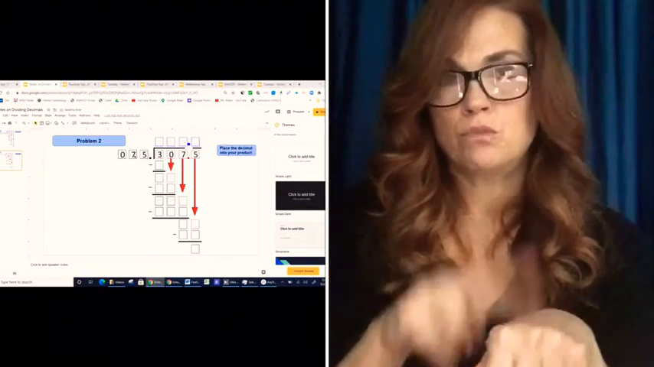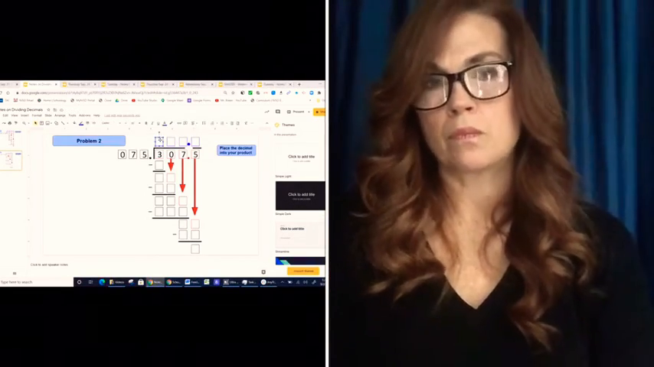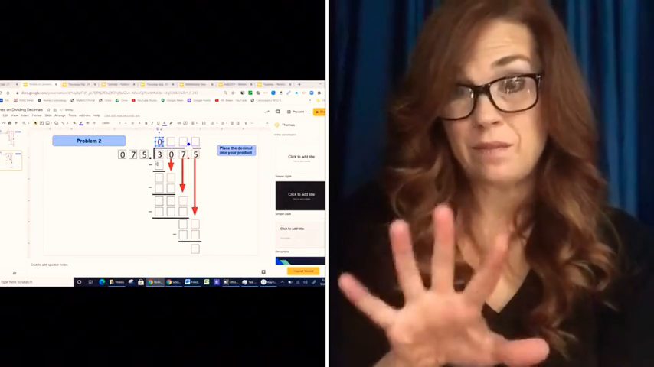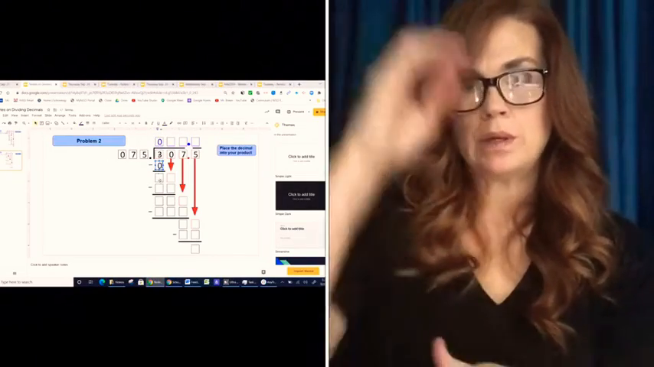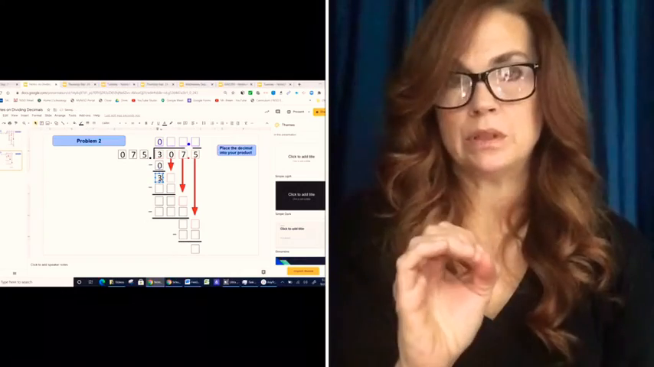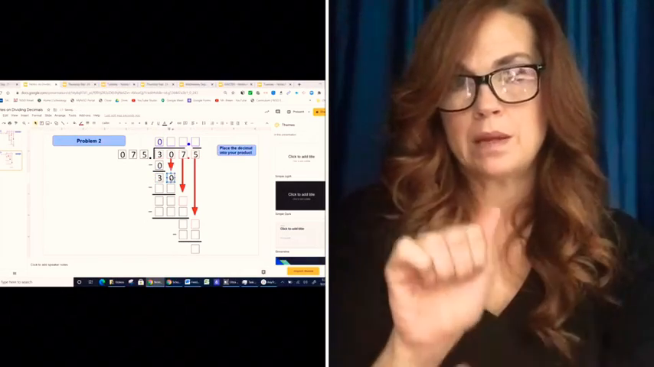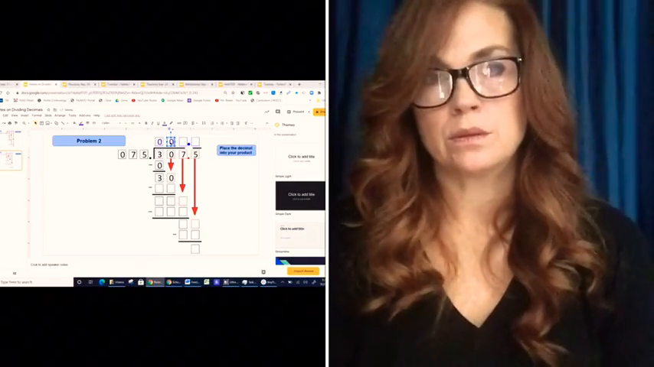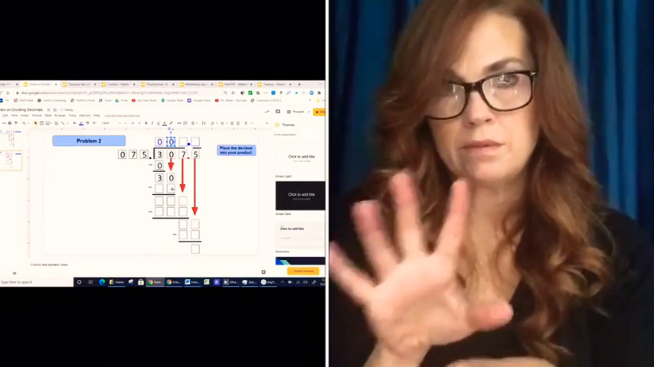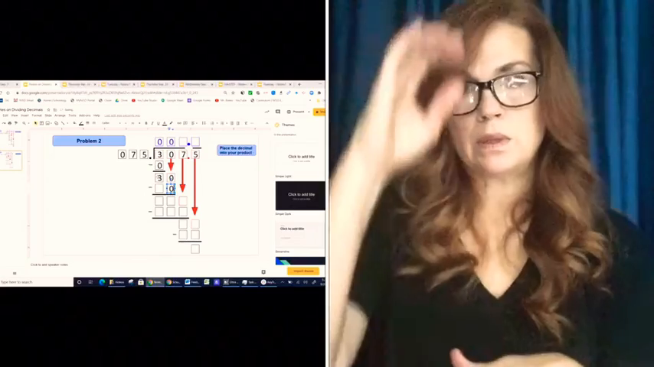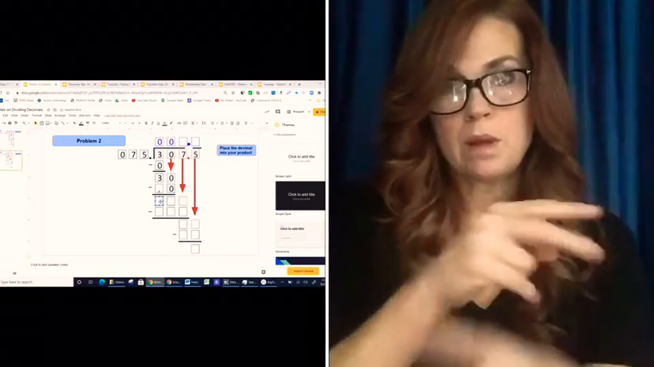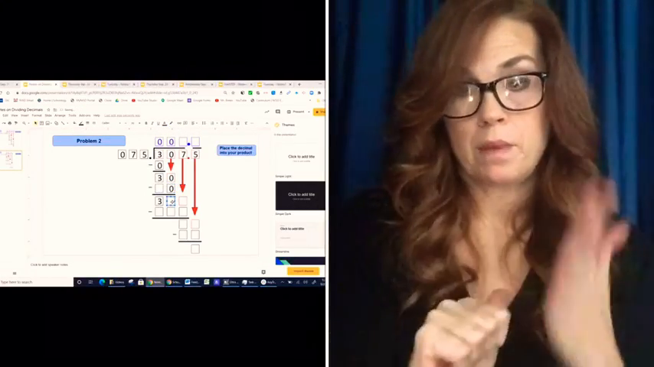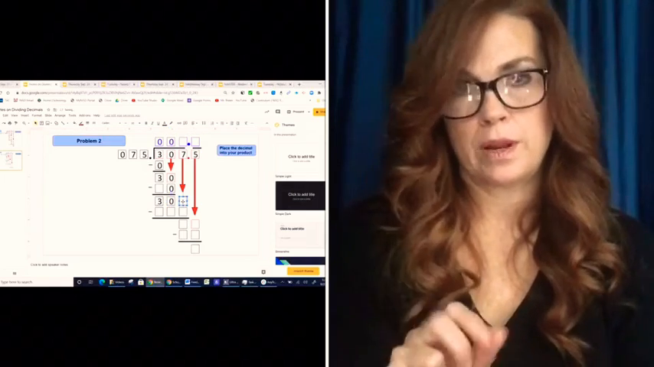So how many times does 75 go into 3? Well, it doesn't. So 0 times 75 is 0. 3 minus 0 is 3. Then I'm going to bring down a 0. How many times does 75 go into 30? And that's going to be 0. So 0 times 75 is 0. 30 minus 0 is 30. Then I'm going to bring down my 7.